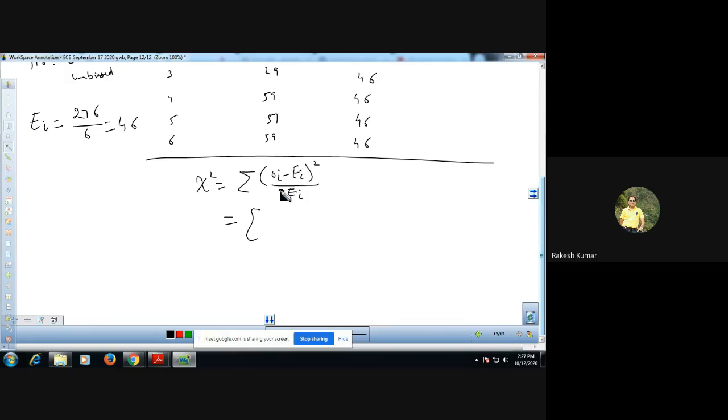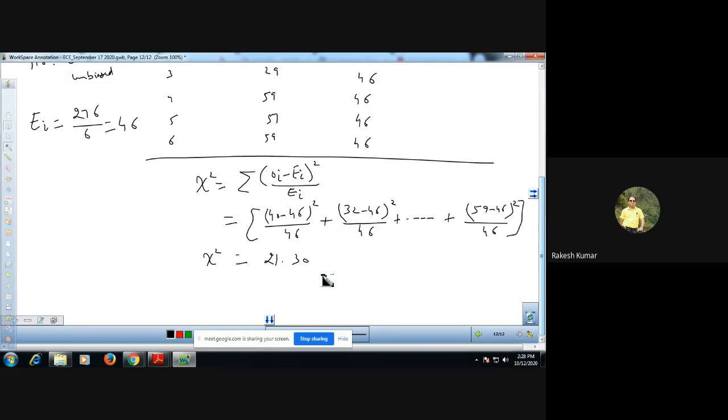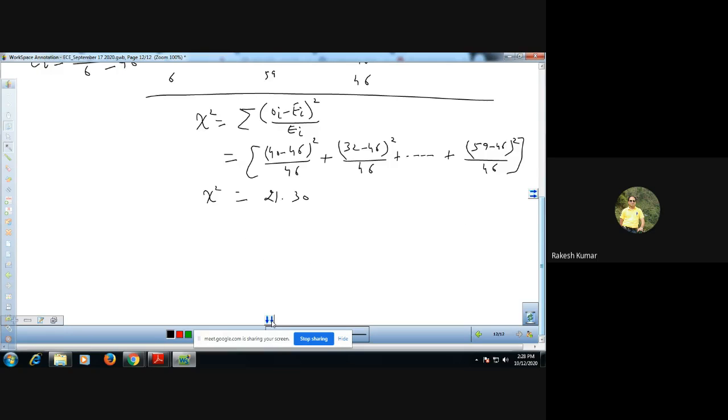So OI minus EI, the first value is (40 minus 46) whole square divided by 46, plus the second value (32 minus 46) whole square divided by 46, and the last value (59 minus 46) whole square divided by 46. So you will calculate the sum total of this, and its sum total is calculated as 21.30. So this is the calculated value of chi-square.